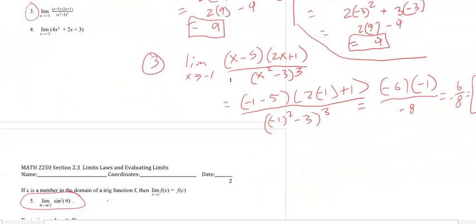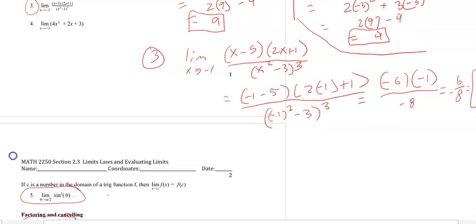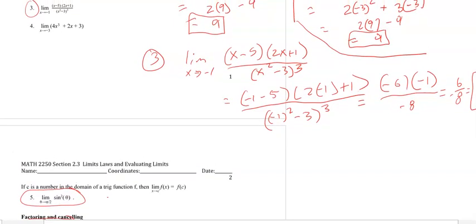Now let us look at another rule. This rule is about taking limits of trig functions. It says that if c is a number in the domain of a trig function, then the limit as x approaches c of f of x is equal to f of c. That means the number that x approaches, if you plug that into the function and you solve that, then that will be your answer for the limit.